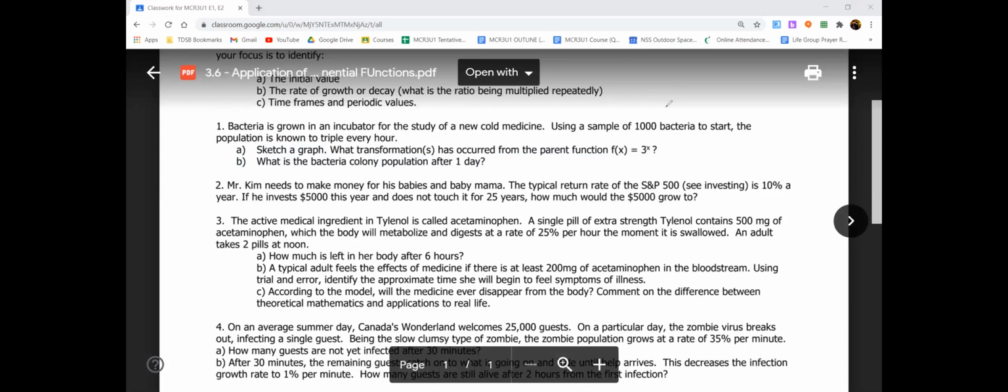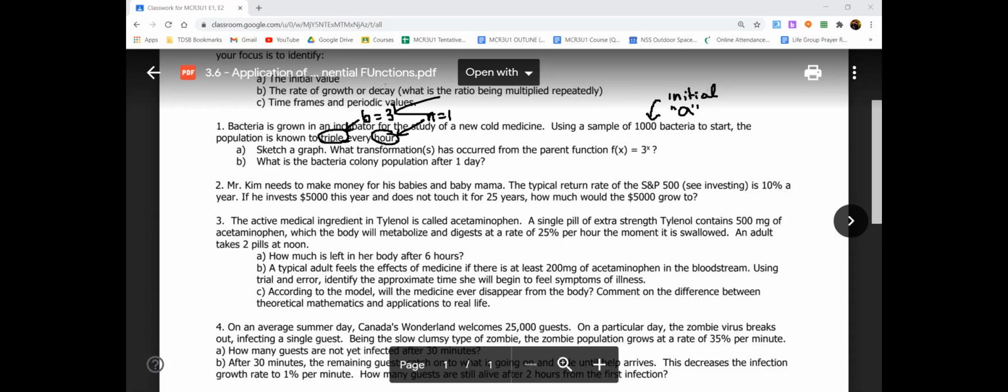Okay? So starting off, right away, I see 1,000. That's going to be my initial. So from here on out, I'm going to use the letter A as my initial value. The population is known to triple, so my base is going to be 3, and it happens every hour. My n value is going to be a 1. All right? And that's all we really have for now. Sketch a graph. What transformations have occurred when the parent function is 3^x? Well, that's true because that's where we got it here.